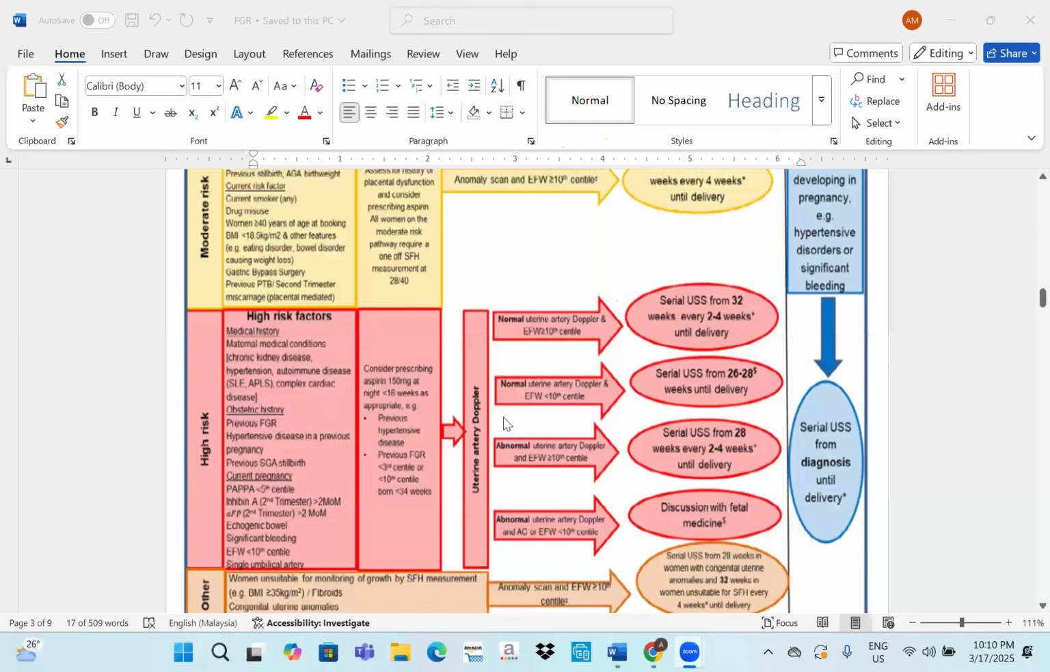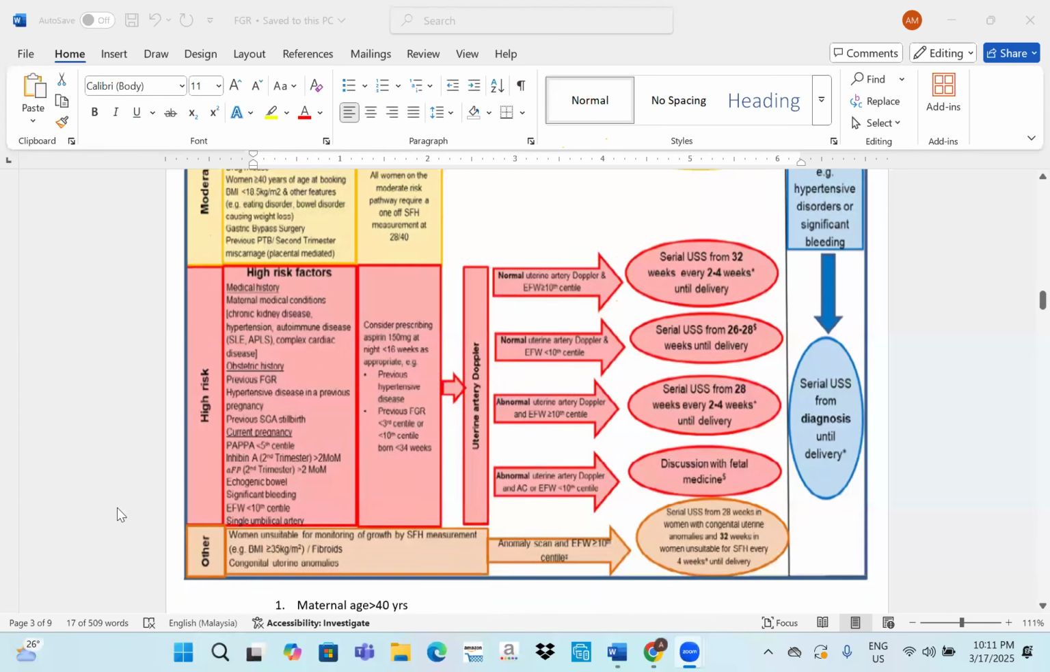Now the high risk patient, the uterine artery Doppler is normal, but the estimated fetal weight is less than the 10th centile. So we are worried about this patient and we start monitoring from 26 weeks. If either the uterine artery Doppler or estimated fetal weight is abnormal, we start monitoring. Here this is normal, but one is abnormal. Here this is abnormal, but this is normal. But we are doing the serial measurement from 26 to 28 weeks, 2 to 4 weekly.